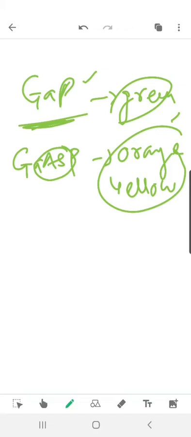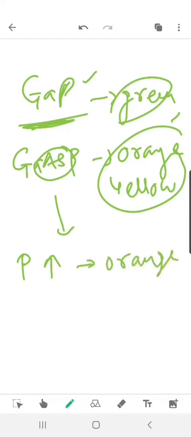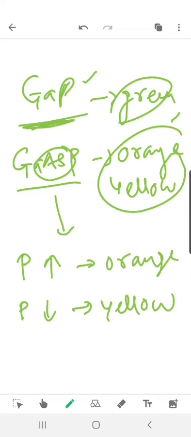it decides our color also. In our gallium arsenic phosphide LED, if the concentration of phosphorus is high, we will get orange color. And if the concentration of this dopant is decreased, then we will get yellow color from the same LED. So the color also depends upon the concentration of dopant.